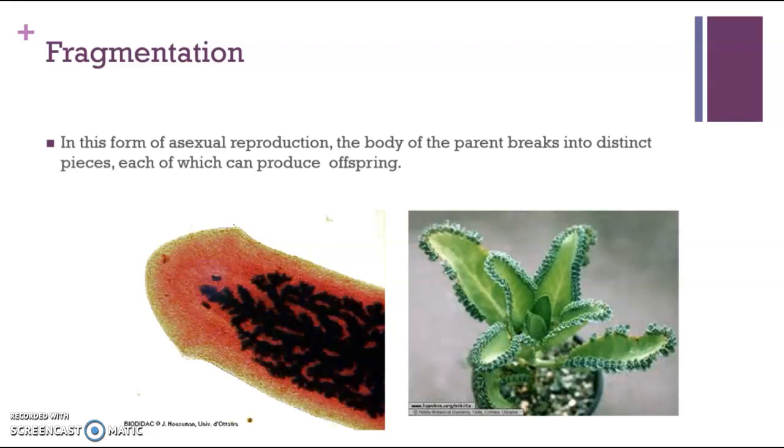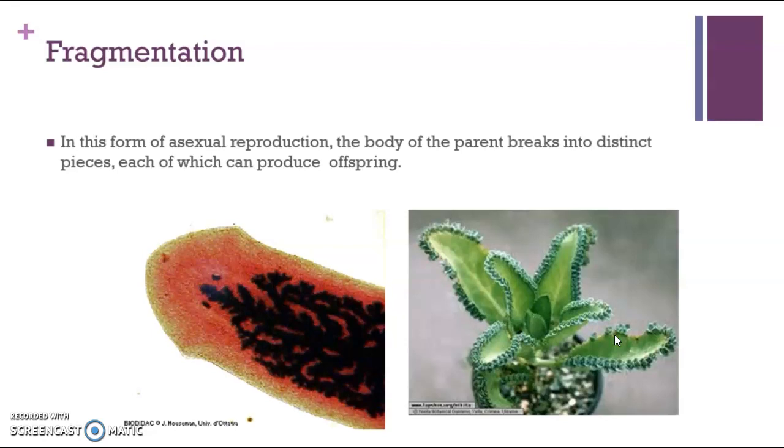This plant also experiences fragmentation. If you brush some of these little leaflets off that are growing on the edge of this leaf, those leaflets, when they hit the dirt, will develop roots and will grow into, again, an asexual version of this plant, so genetically identical to this parent plant.